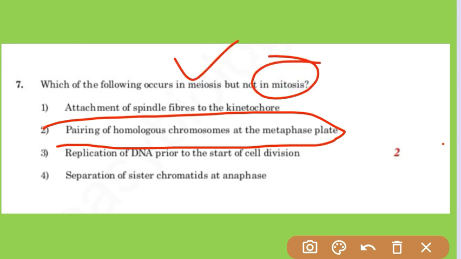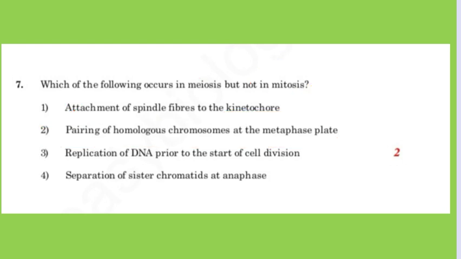Other three options, that is attachment of a spindle fiber to a kinetochore, occurs in mitosis as well. Replication of DNA prior to the start of cell division appears in mitosis, and separation of sister chromatids at anaphase also occurs in mitosis. But pairing of homologous chromosomes at the metaphase plate occurs in meiosis only. So option second is the answer of this question.